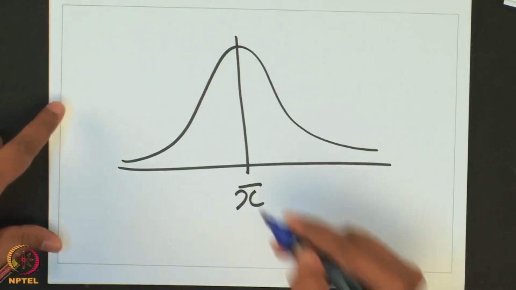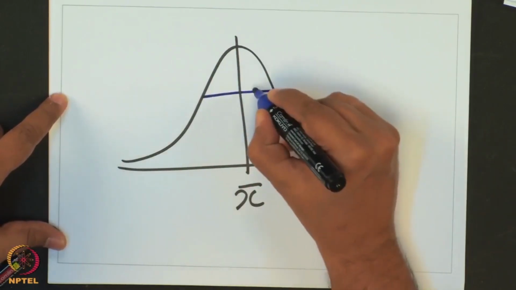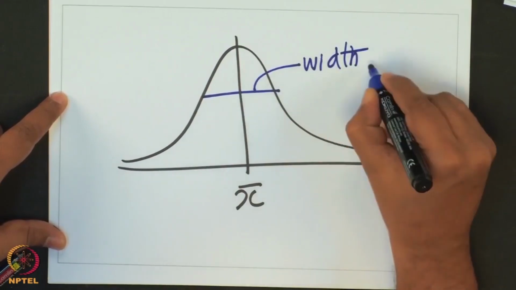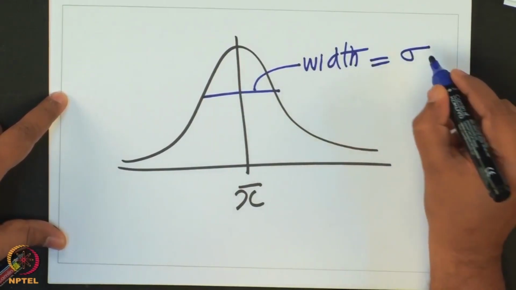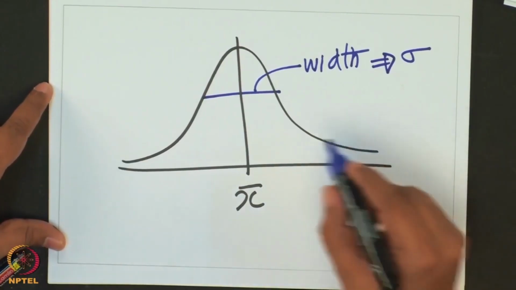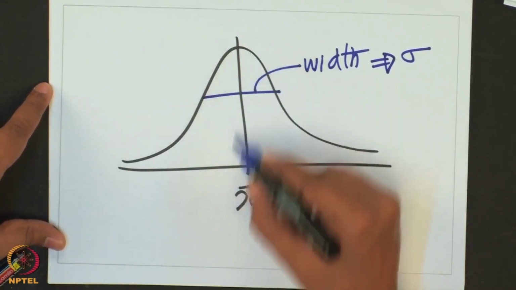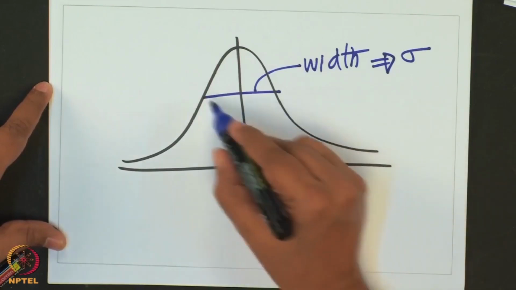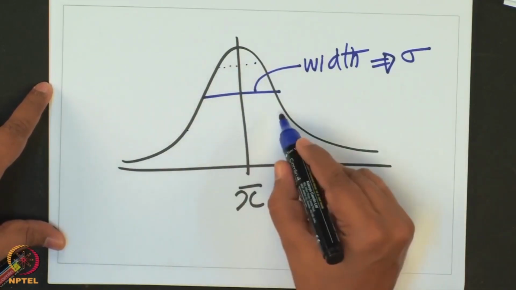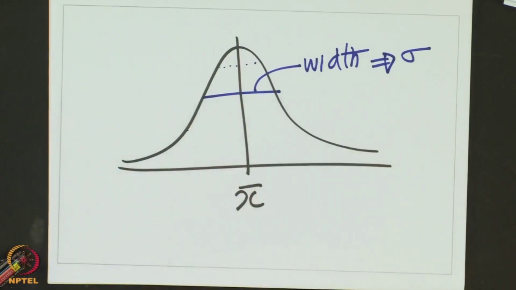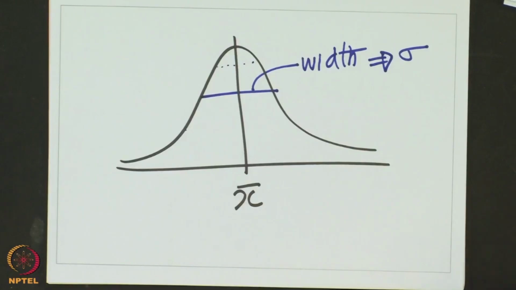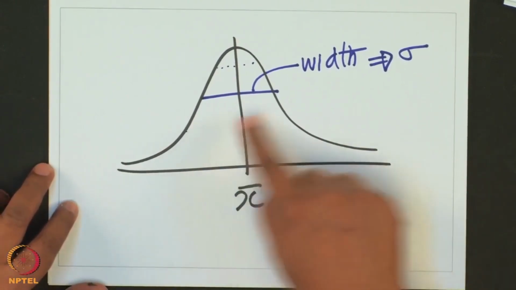It turns out the sigma is the width. So this width is related to sigma. But this width we can measure at different places. So where will we measure the width? I can measure the width here, or I can measure the width here. If I measure the width of the distribution at some point, I would get the sigma. So let us think about measuring the width of this distribution.